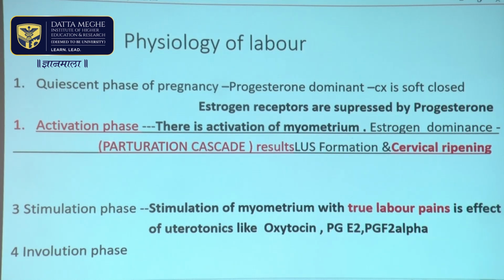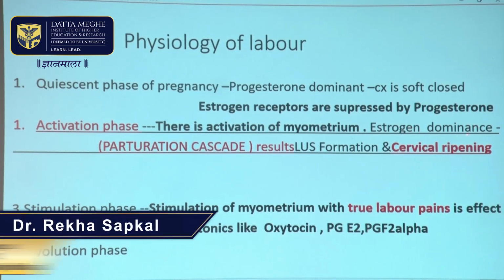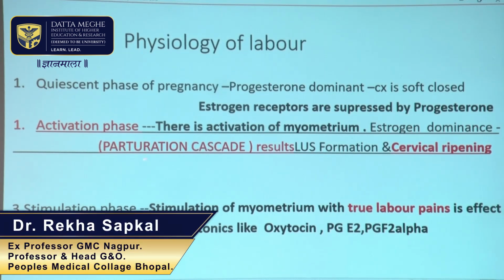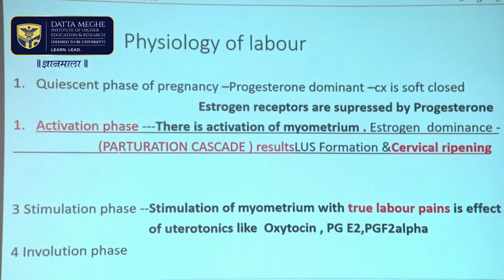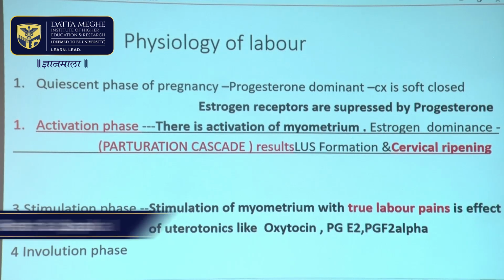Next phase is the activation phase. This is very important phase. There is activation of myometrium, means it gets sensitized for the stimulus, and in this condition during labor there is estrogen dominance. With the onset of labor pains there is estrogen dominance, and this all sequence of events is known as parturition cascade. Sometimes this terminology is used in the MCQs. So, you remember it is here parturition cascade. It results into formation of lower uterine segment, cervical ripening and activation of the myometrium for the uterine contraction.